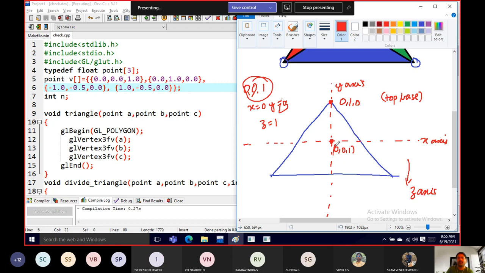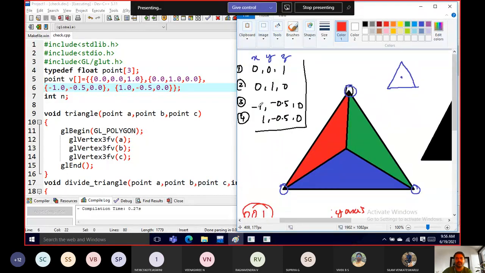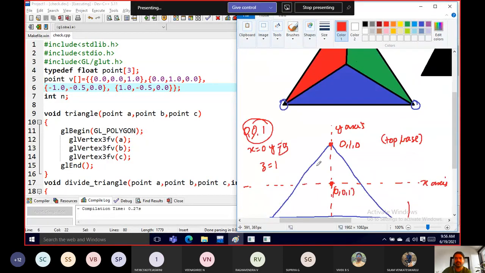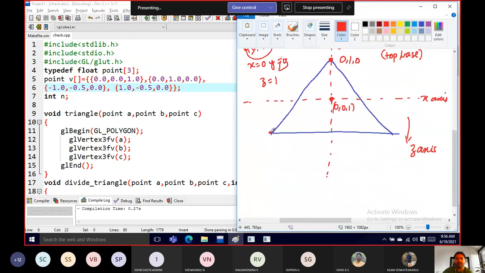All right, what will be the next one? Now imagine this point has negative x-axis, negative y-axis, and 0 with respect to z. So negative 1, minus 0.5, and 0. So the y value is pretty small here, minus 0.5, and the z value is 0. This I'll call the left base.